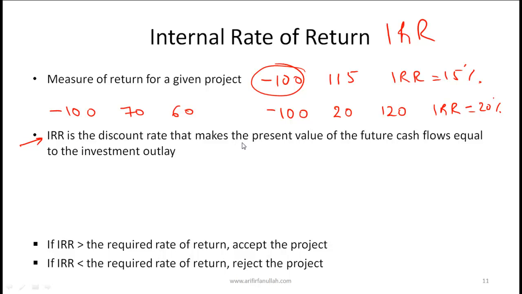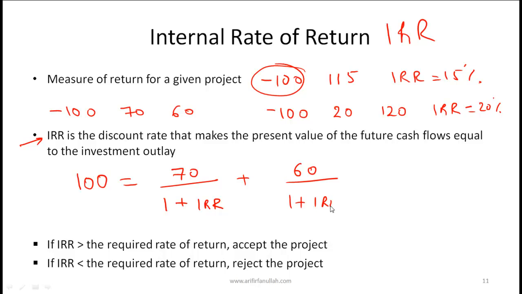IRR is the discount rate that makes the present value of future cash flows equal to the investment outlay. So let's do it this way. What's the initial investment outlay? That is equal to 100. What's the present value of the future cash inflows? That's equal to 70 divided by 1 plus IRR plus 60 over 1 plus IRR squared.